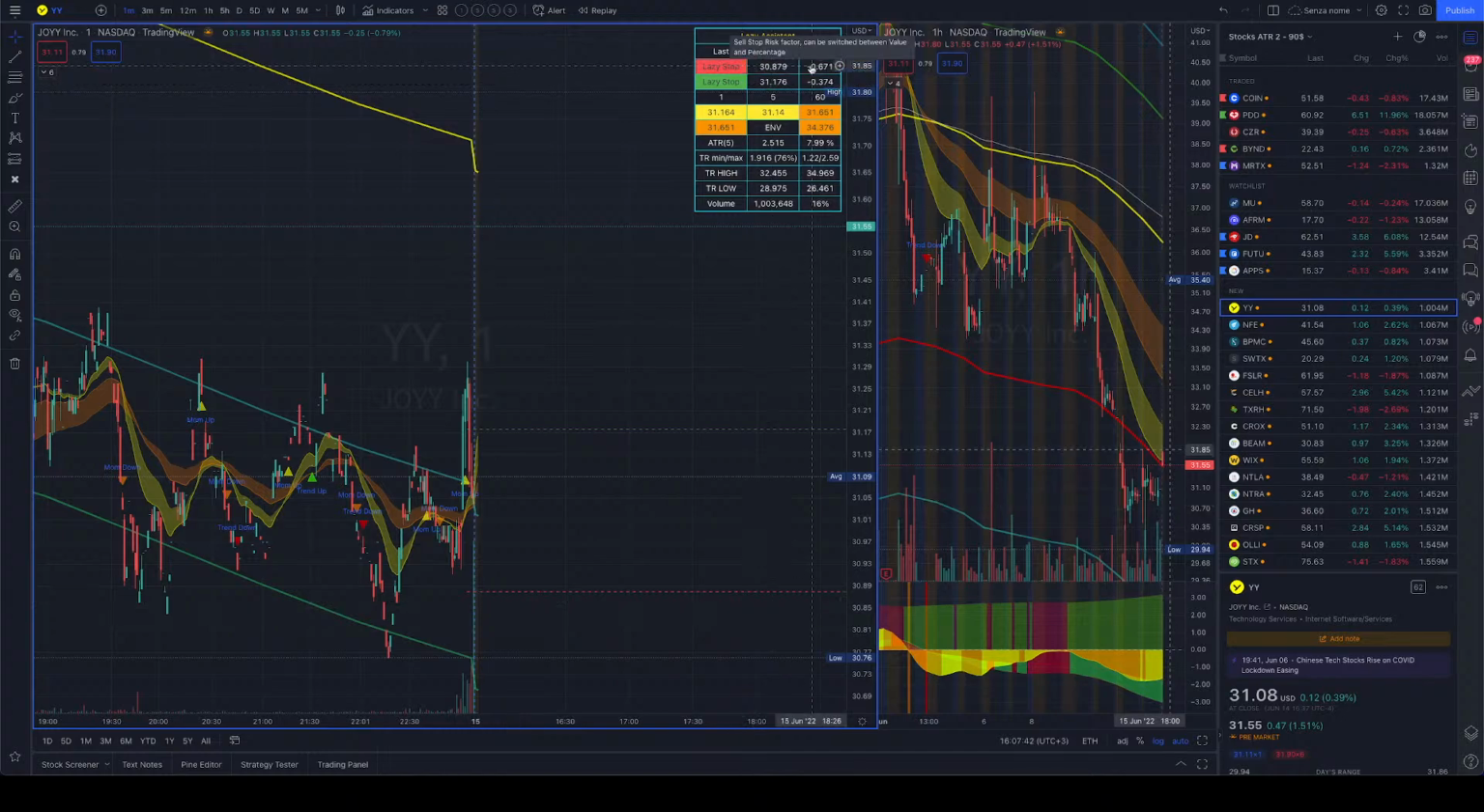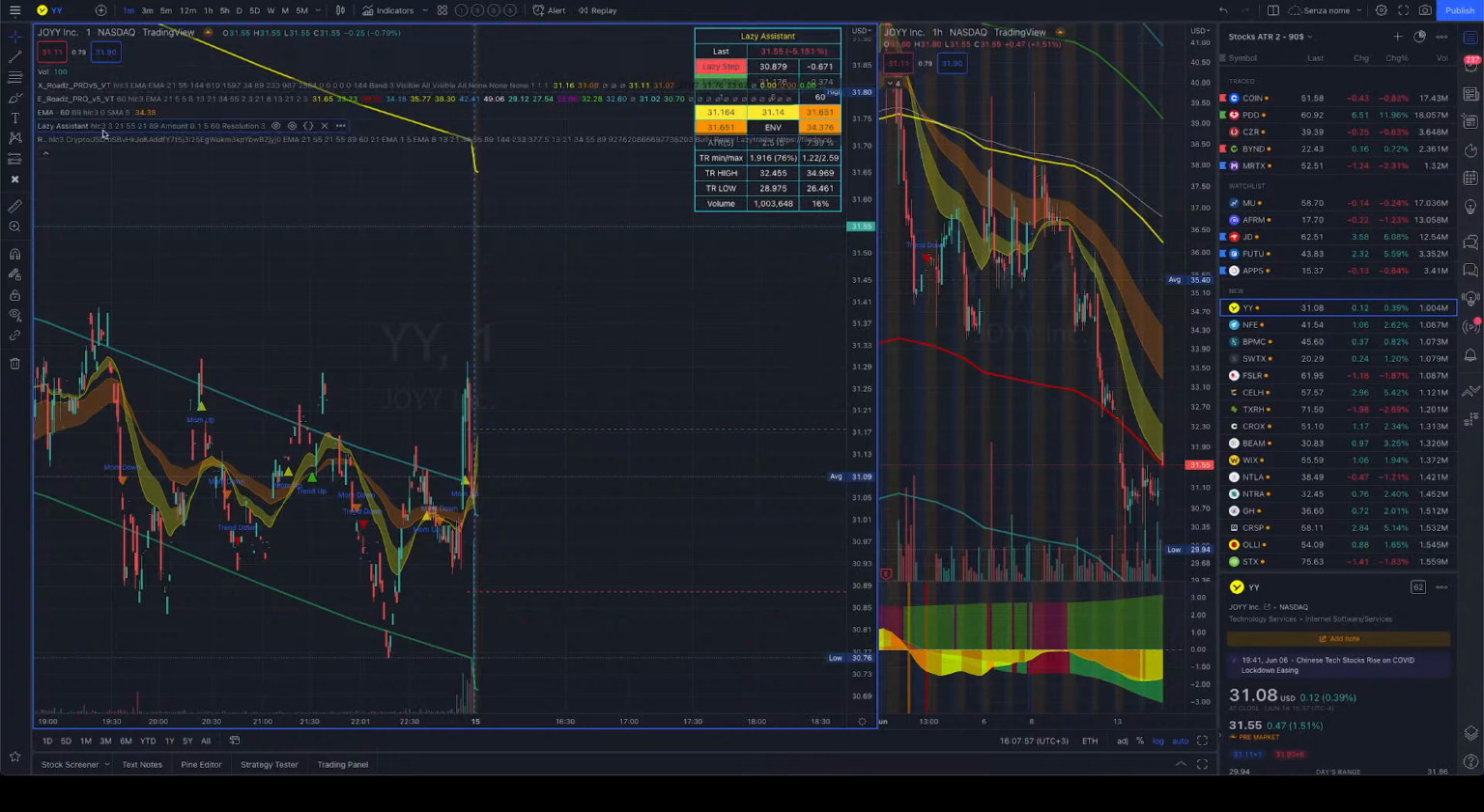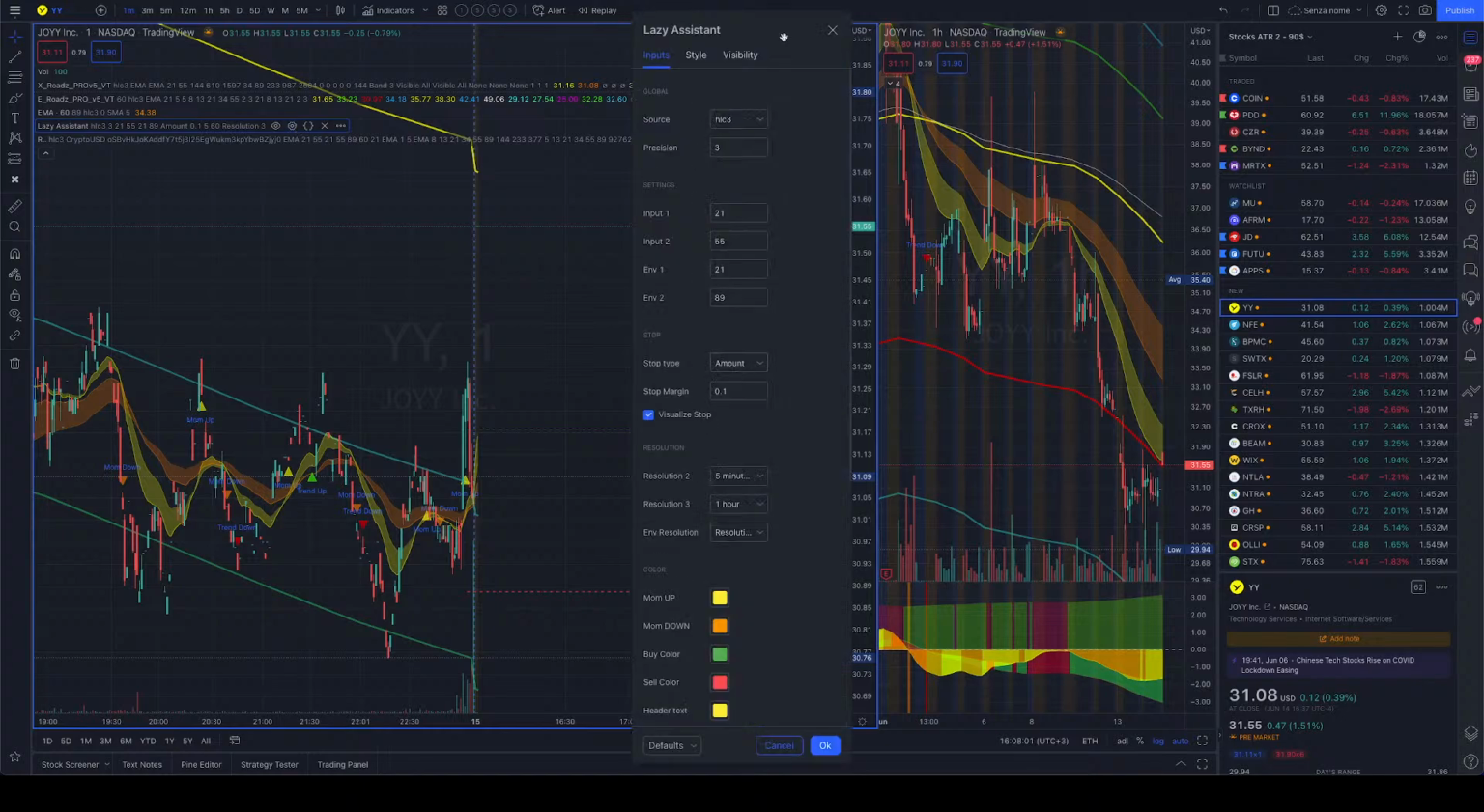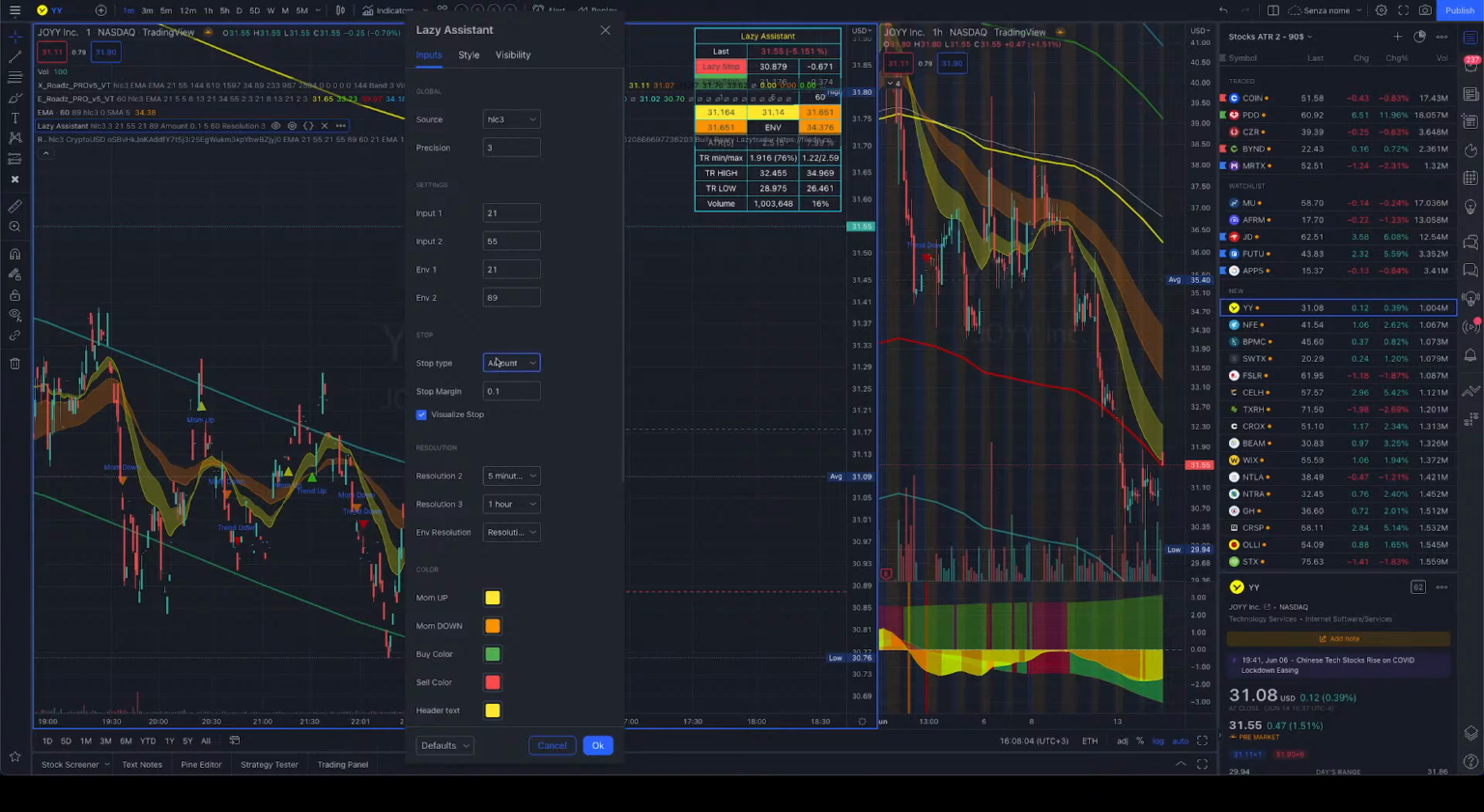And next, if you're trading crypto, I would prefer to have a percentage. When I'm trading intraday stocks, I would like to have a dollar value. Also, you can change the stop type, from amount to percent. Go to percent. Yeah, so now I have the percentage. It depends what you prefer.